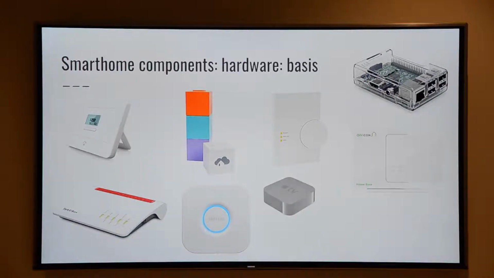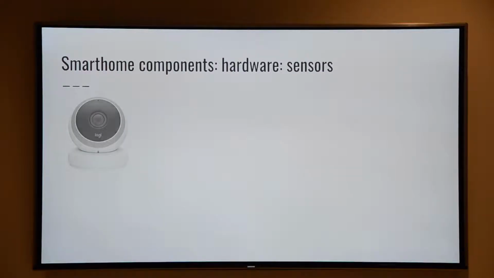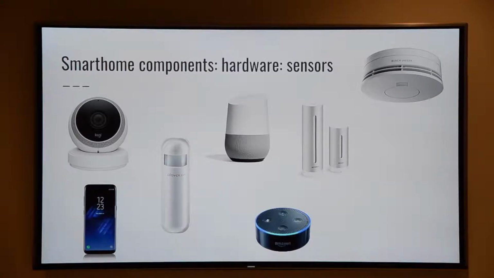We have the Magenta smart home, Homey, Pi, the Raspberry Pi, the Fritzbox itself, HomeKit with Apple TV, Loxone, whatnot. There are really thousands out there, and you really have to look hard to see what you want. And on top of that, there are a lot of sensors, a lot of stuff which you can use. Just a few here: cameras, voice assistants, motion sensors. You have a smartphone as well. Smoke detectors, switches, and so on.